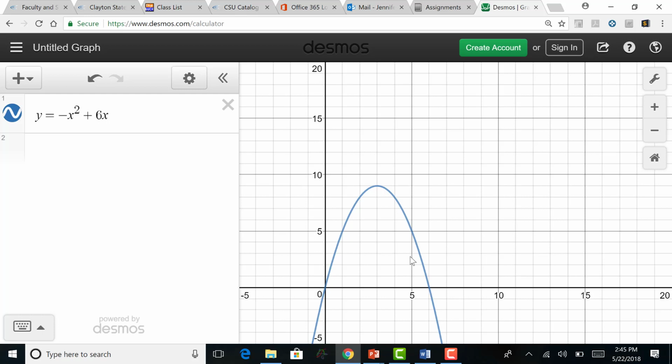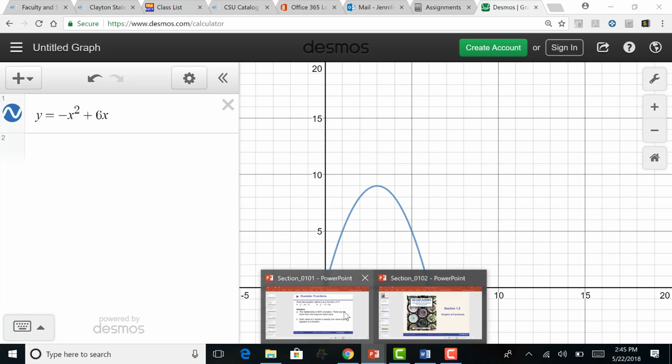Questions? So if I give you an equation and I say, is y a function of x, you're going to type that equation in here and see if it passes the vertical line test. Does this one pass? Yes, it does. All righty, back to PowerPoint.